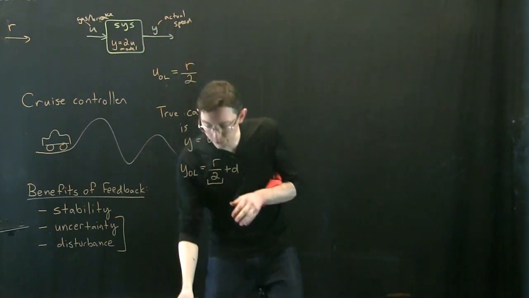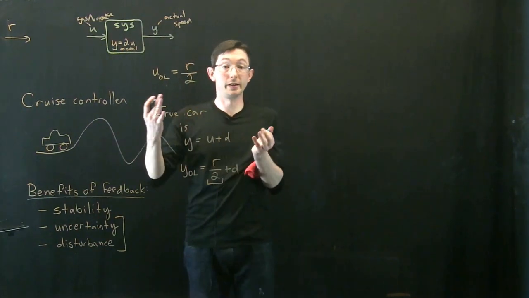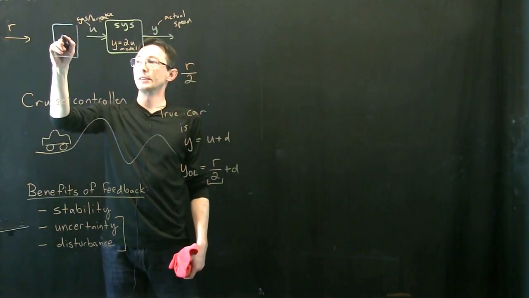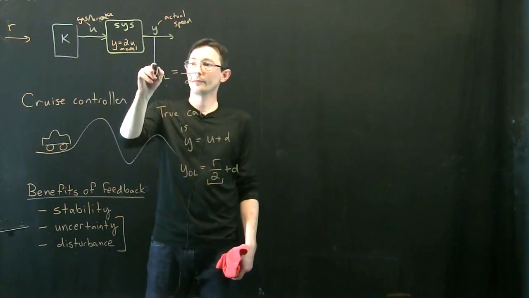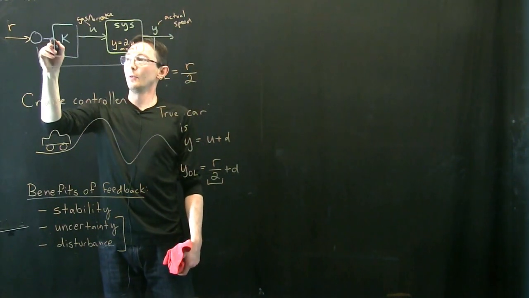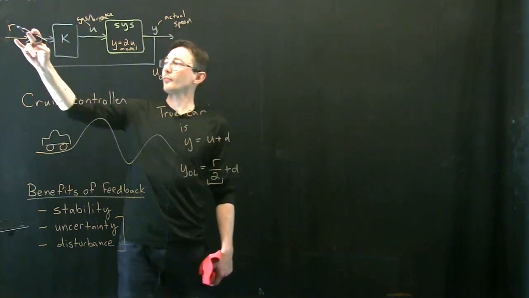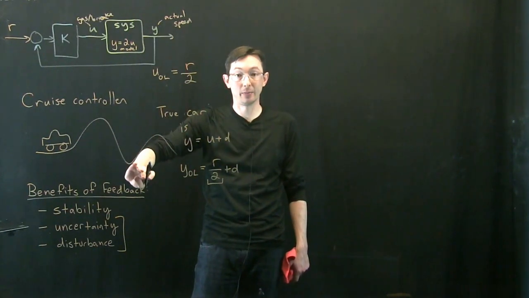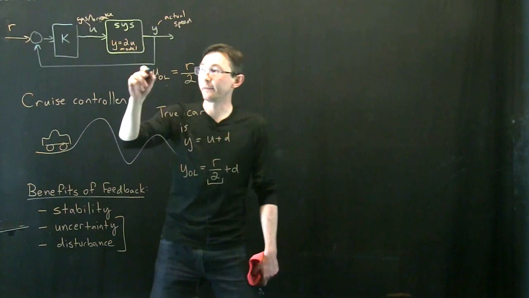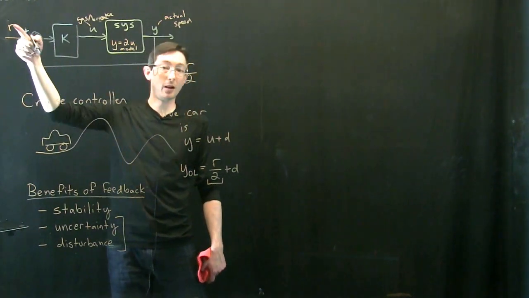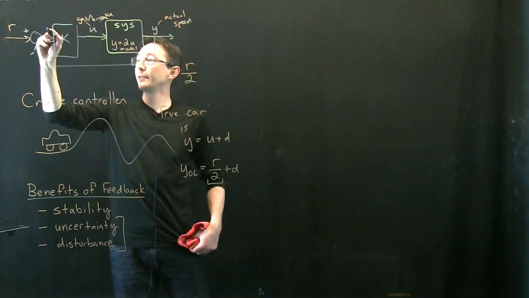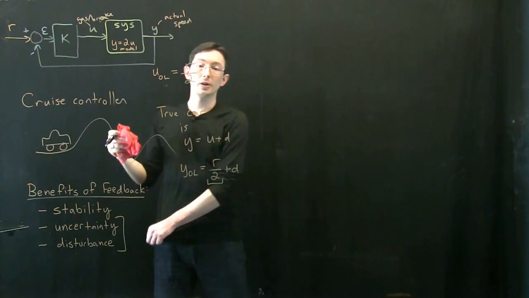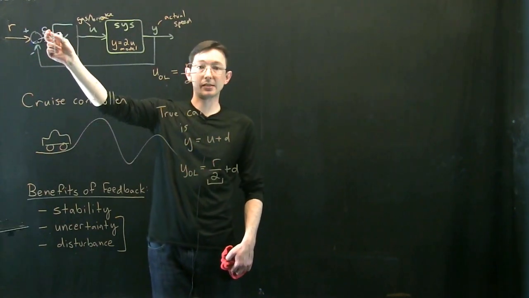Okay, so what do we do in practice? In practice, what we do is we close the loop, okay? And we all know this at this point. So we close the loop with some controller K. And we say, I'm going to measure the actual speed of my car. So if I'm on this rolling hill and I'm speeding up, I'm going to measure that in y. I'm going to feed that back and subtract it from my reference speed. And the difference of those two is going to be some error signal epsilon. Okay? And now what I'm trying to do is choose K to make epsilon small.